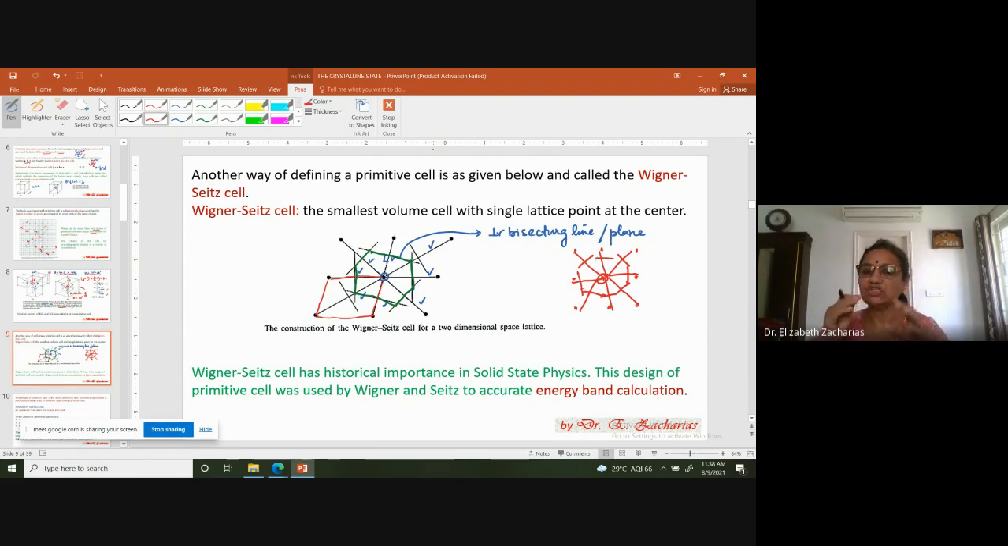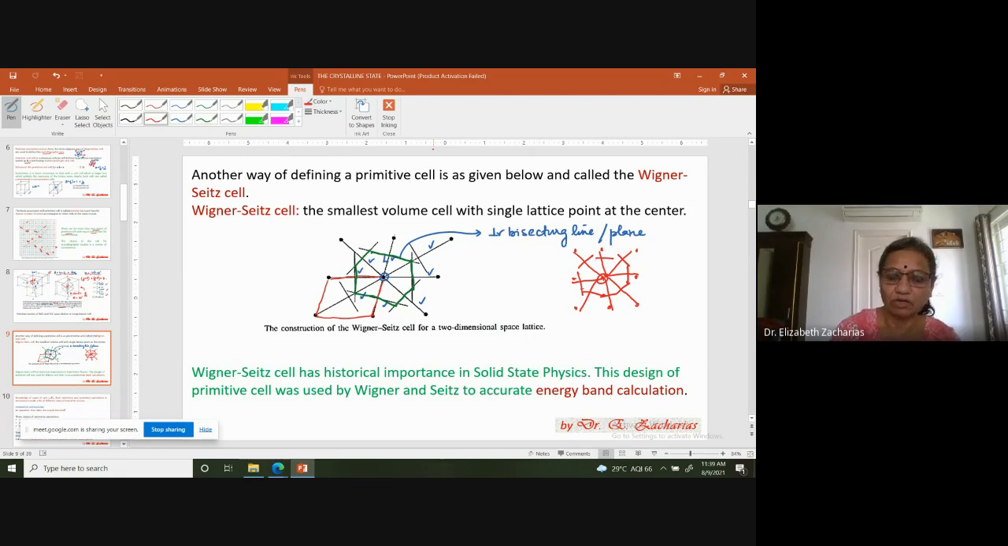Now, instead of drawing a perpendicular bisecting line, if it is a 3-dimensional cell, you have to draw a perpendicular bisecting plane. So when you have a plane like this, a plane like this, a plane like this, then what you get is a closed figure. And where will your lattice point be? You will have your lattice point at the geometric center.